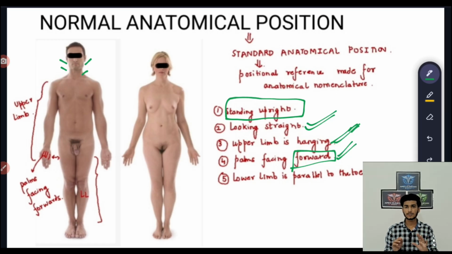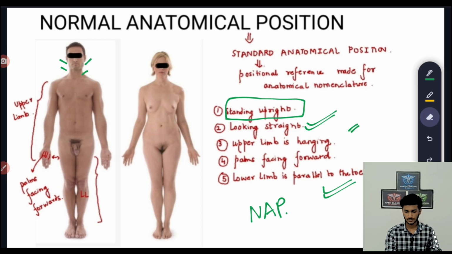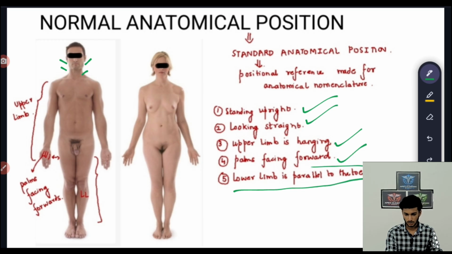And the last point, that the legs should be parallel to the toe region. If you fit all the five features, then we can say that we are standing in the normal anatomical position. So I'll revise it once again for you: the person should be standing upright, the person should be looking straight, upper limb should be hanging and palm should be facing forward. Then the lower limb should be parallel to the toe. That is the normal anatomical position.